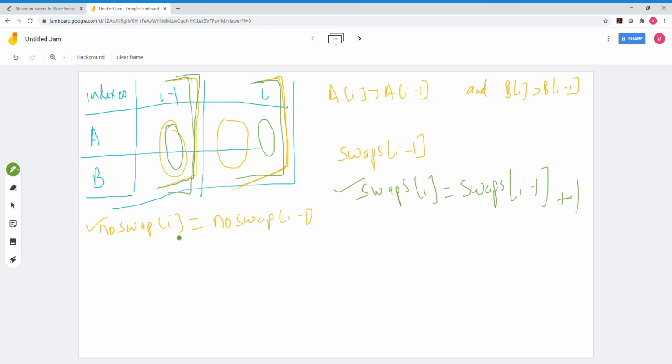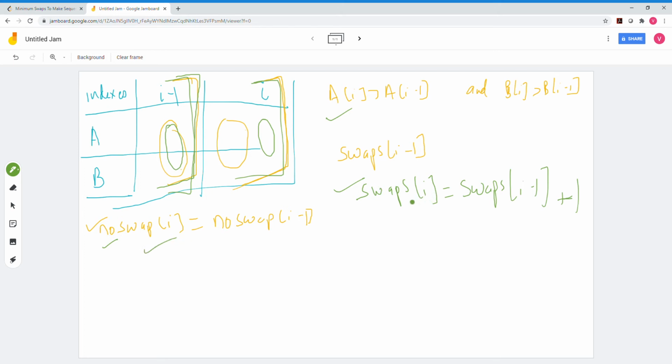So let me just re-explain quickly both the cases so that it becomes sufficiently clear for you. First we have to find no swaps of I, which means until the ith index both the arrays must be strictly increasing and there must not be any swap at the ith index. Now if there is no swap at the ith index, according to this condition there should be no swap at the I minus 1th index also. So our problem boils down to no swap of I minus 1, which is the cost to make the arrays increasing until the I minus 1th index, such that there is no swap at the index I minus 1. So the first equation is justified.